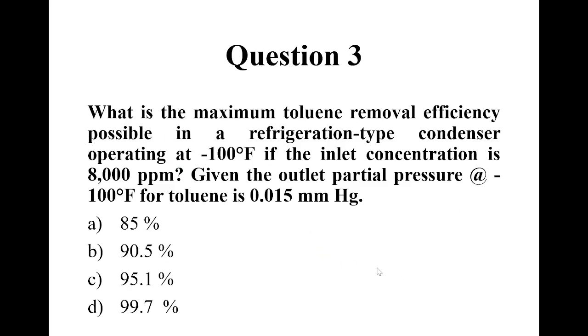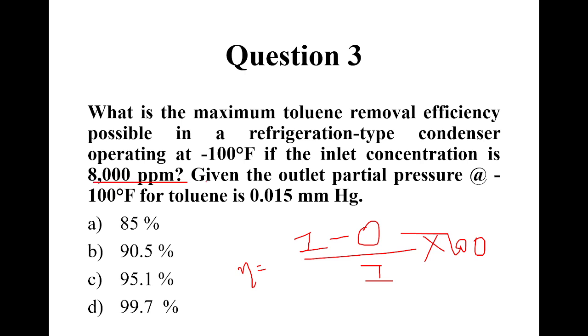Third question. What is the maximum toluene removal efficiency in a refrigerator type condenser? So it's a condenser problem. Inlet concentration is given. Outlet partial pressure for toluene is 0.015. So what's the maximum removal efficiency? Again the same simple formula: eta equals inlet concentration minus outlet concentration by inlet concentration into 100. The inlet concentration is given as 8000 ppm.